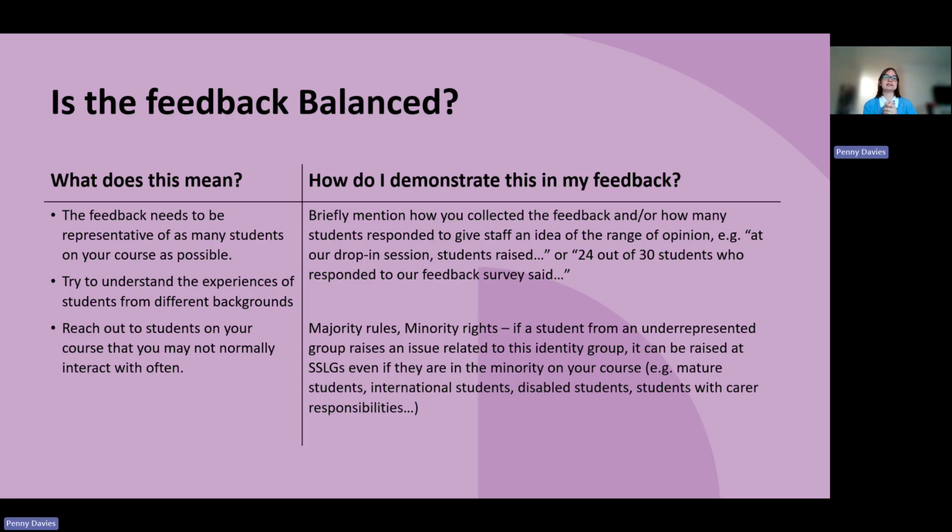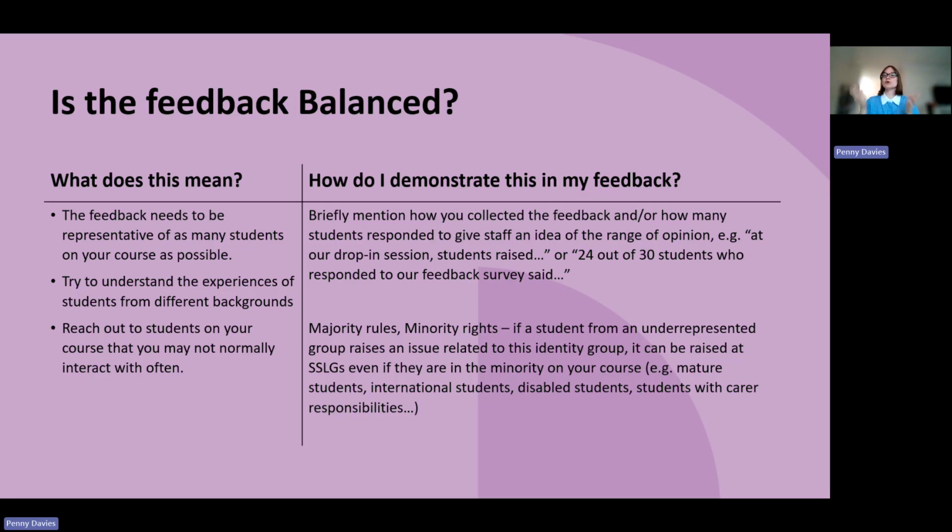Being balanced also means that you try to understand the experiences of students from different backgrounds, and you should reach out to students on your course who you may not normally talk to. Don't just collect feedback from your friends on the course or the students who are studying the same modules as you, and so on and so forth.